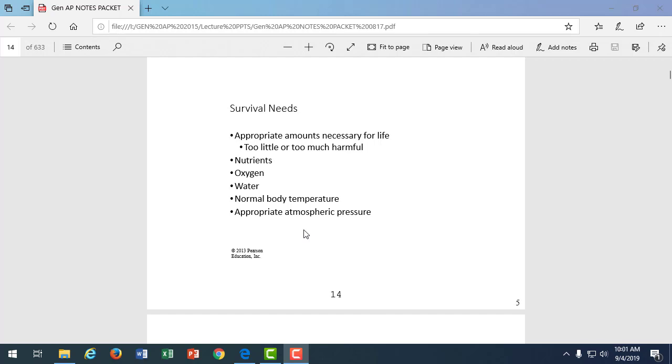So we need that. And atmospheric pressure. We need that. If they don't pressurize the cabin when you're at so many thousand feet above the Earth's surface, you'll die very quickly. So we need those specific things to survive on a minute-to-minute basis. So think of it like short-term when we're talking about survival needs versus characteristics of life.